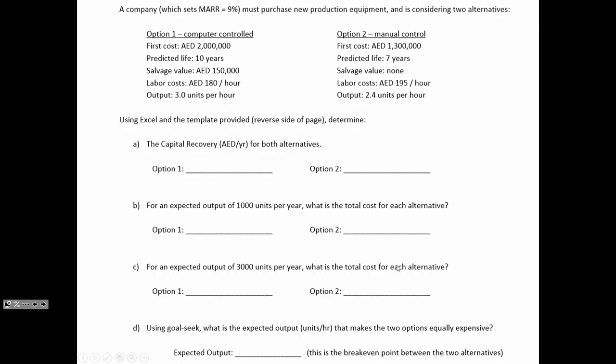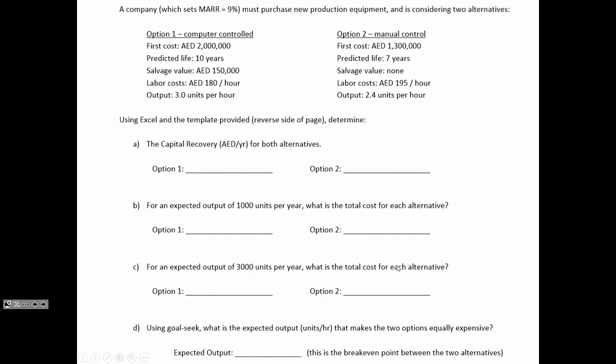The people don't have to be as skilled to operate it. So the overall labor costs are $180 per hour compared to $195 per hour. And then it's more productive. It can do 3 units per hour, instead of the manual controlled equipment, which can only do 2.4 units per hour.